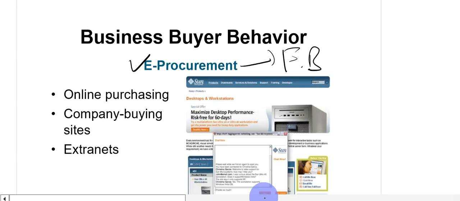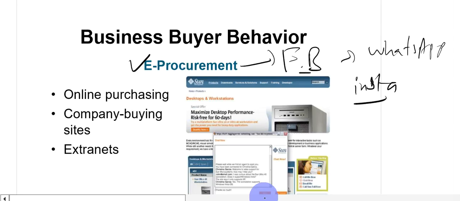First of all, we have Facebook, next we have WhatsApp, we have Insta, and then we have websites of the organizations and websites through which we can make orders and get our required products. Okay, so this is a new world to the business purchase.